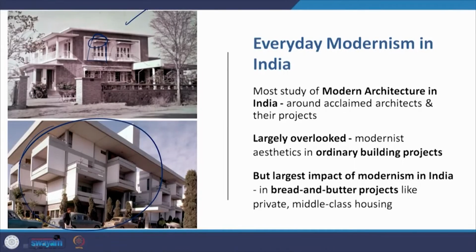Okay, so these projects done by these architects are largely overlooked. They have modernist aesthetics in ordinary building projects, but the largest impact of modernism in India is through these bread and butter projects like private middle class housing. That's the truth. See, if I were to give this lecture to a set of people who are, say, living in a housing society, or living in Gurgaon or Delhi or Pune or Lucknow in a flat, they'll say that my building has not been designed by any of these acclaimed architects that you're mentioning.